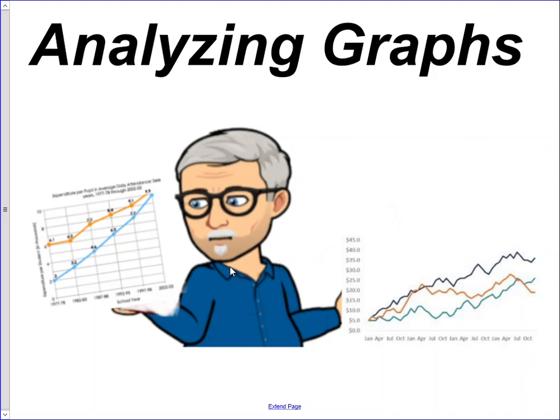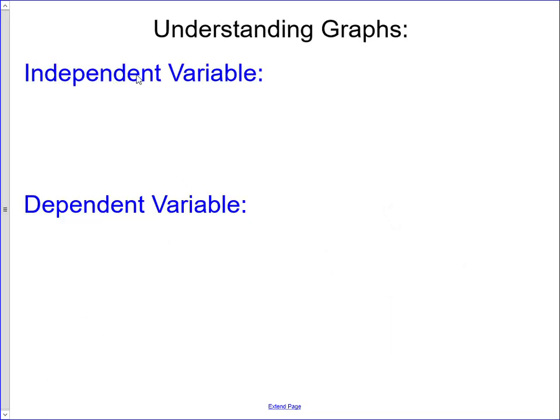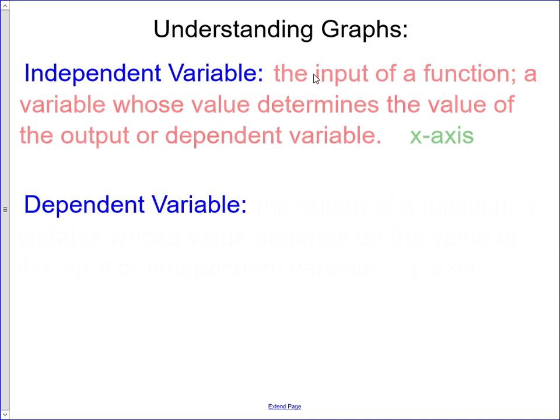Alright, today we're going to talk about analyzing graphs. And before we start actually looking at graphs, we need to know how to read the graph. Well, on each graph there's going to be an independent variable, and that independent variable is the input of a function. It's a variable whose value determines the value of the output or dependent variable. The independent variable will always be represented on the x-axis.